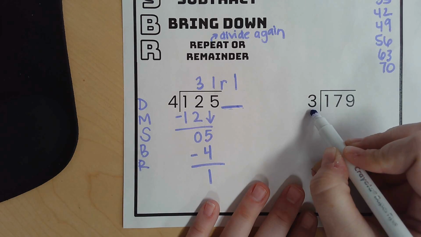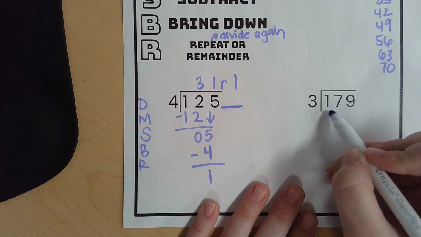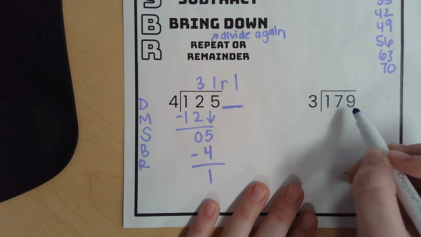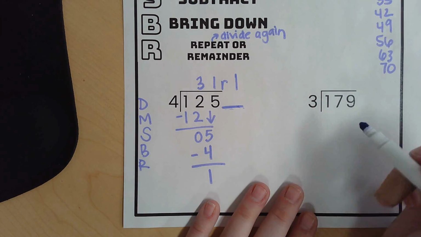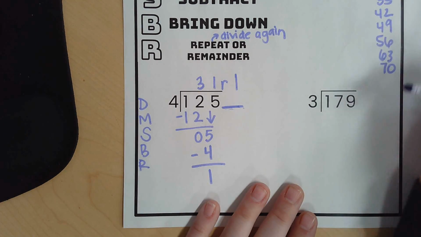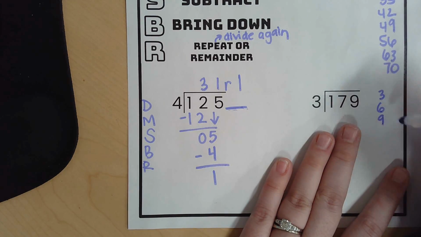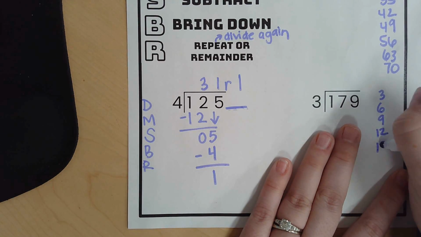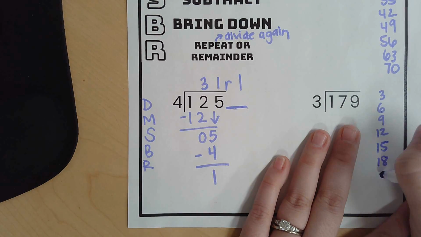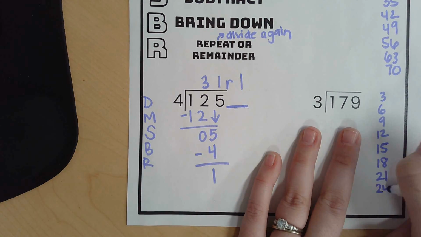1 divided by 3, we can't do it, so we're going to turn it into 17. We're not going to go all the way to the 9 because that's a lot to be dividing, but let's do it. 17 divided by 3. If you're not sure, you can make your list of multiples. 3, 6, 9, 12, 15, 18, 21, 24.